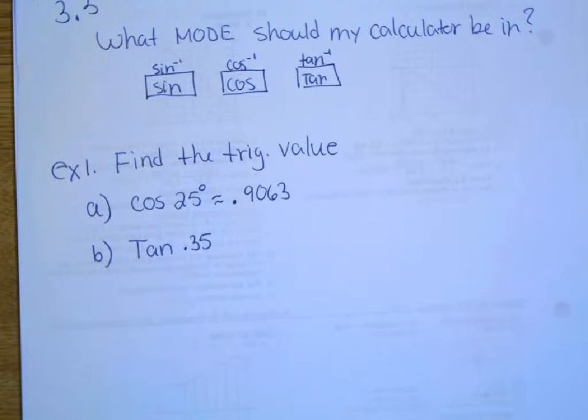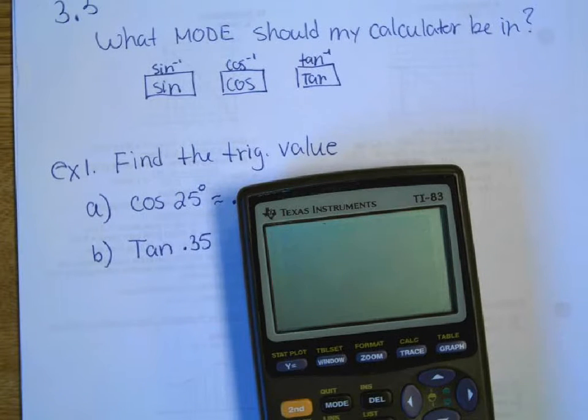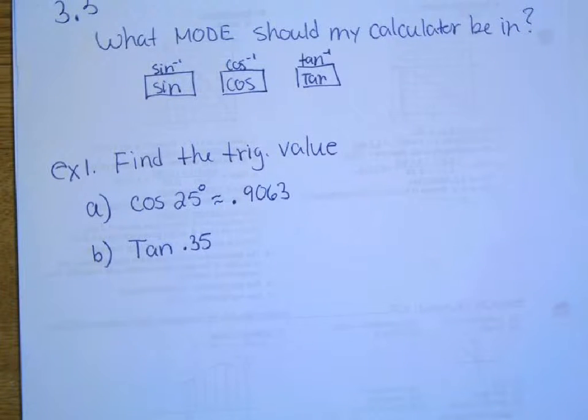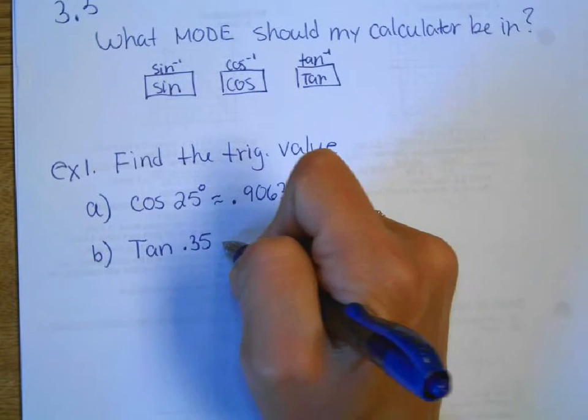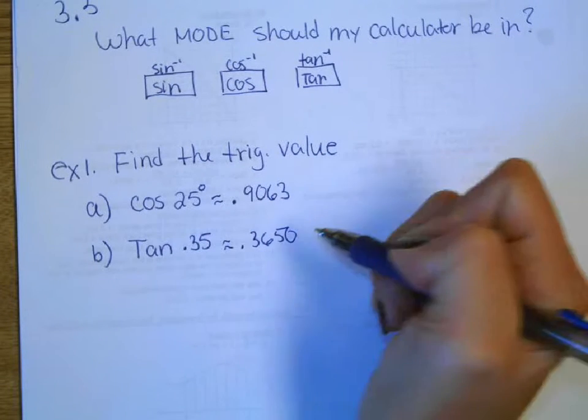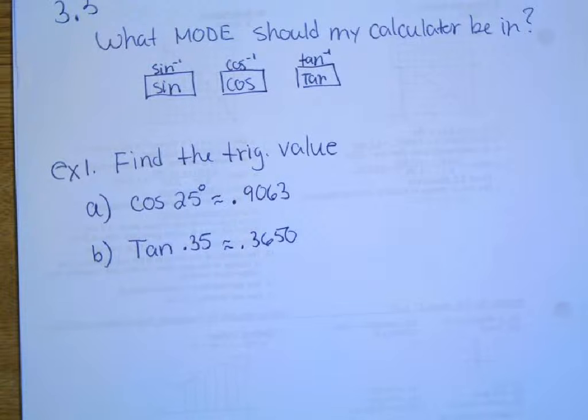How do you change it? Click mode. Yep, it's under mode. Mode's right here. The third line is your radian to degree. So what is the tangent ratio if I got a 0.35 radian angle? 0.3650. That sounds good. Is she right? What do we switch it to? Oh, radian.